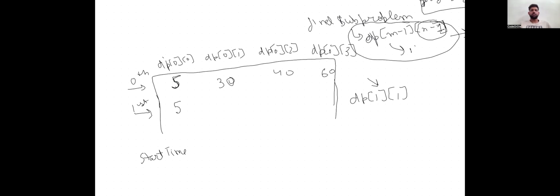DP of start time of 0th portion was 5. So you know the end time of this 0th portion also. How? It's 12 into start time, 12 into 5. Or I would say start time plus prefix of n minus 1 into mana of 0.